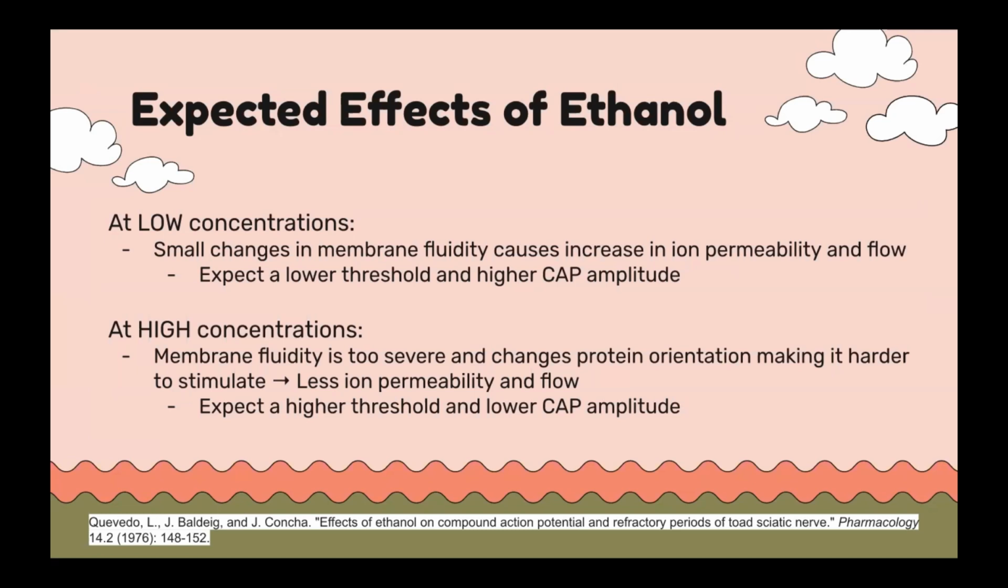At high concentrations, the membrane looks similar to the picture before, and the protein orientation is too shifted. This causes the voltage-gated sodium channels to need a higher stimulus to reach threshold, and once that happens, still less ions flow into the cell. We should expect an increase in threshold and a lower CAP amplitude.